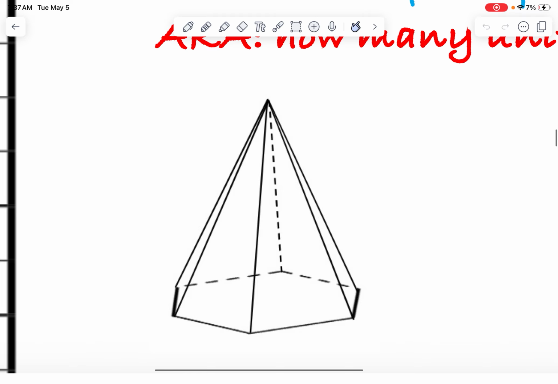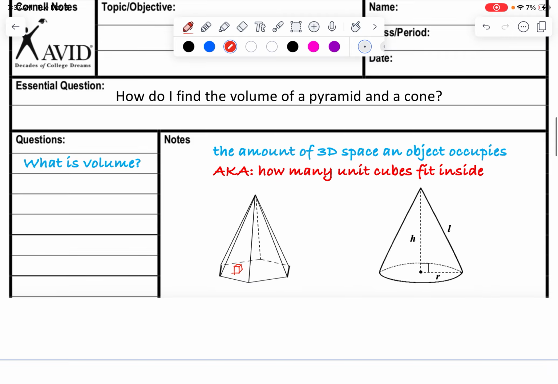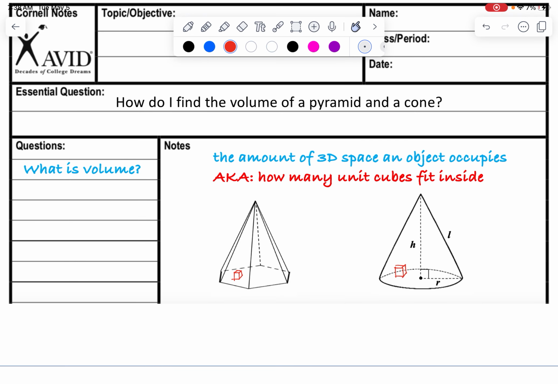So if we're looking at this, we'd say, all right, how many little unit cubes would fit in that pyramid? And same thing here, how many unit cubes would fit in this cone? That's really what we're talking about, the space inside.